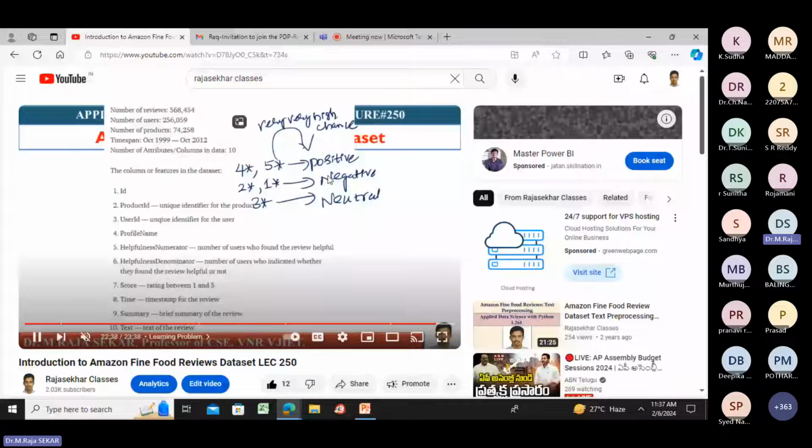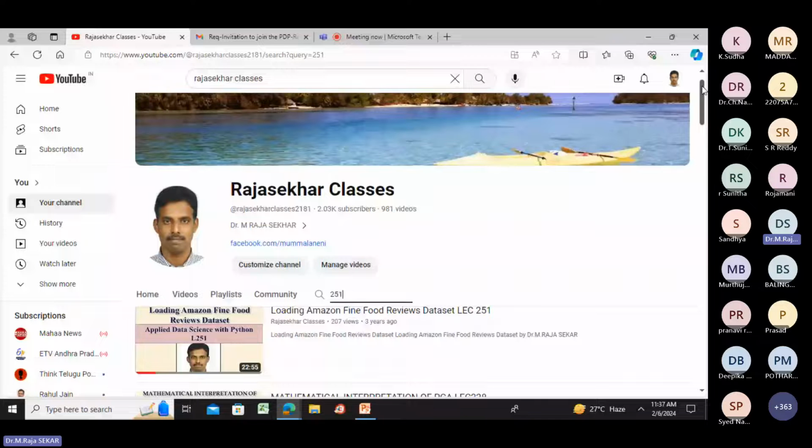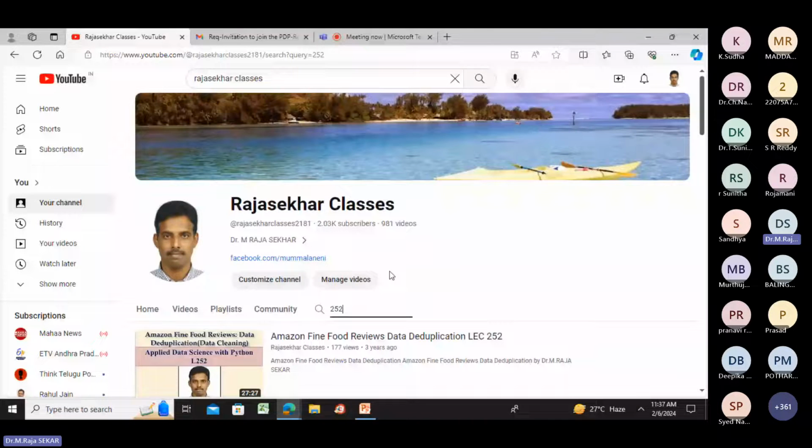Yes. Now let me go back to this particular one. Let me see this next one. Actually, what it says is that this is loading the Amazon Fine Food review data set. Loading it is simple in the context of k nearest neighborhood. Deduplication is a pre-processing step.